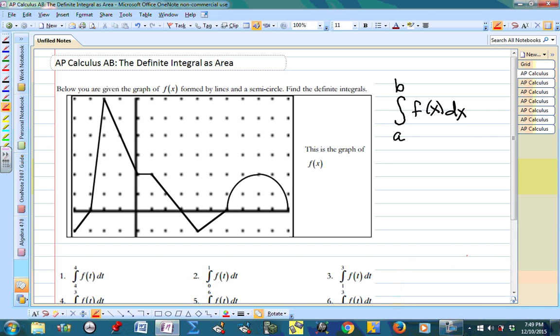Hello everybody. Today's lesson takes a look at the definite integral as an area bound between a curve and the x-axis. Before we get started, I want you to know we're starting with the back side of your note sheet, and we're going to look at the integral notation.